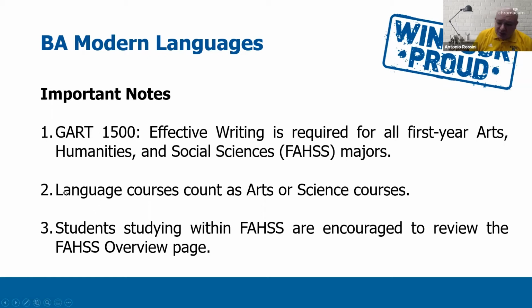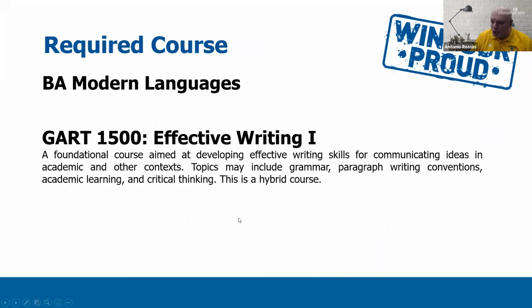It is important to consider that language courses count as arts or science courses. The label is arts or science. This is useful when you check your degree mapping through your UWindsor application. There you will see what is missing, which courses you have to take. You will be helped by an academic advisor, but it's also good to be aware of it on your own. Students studying within the faculty, which includes a lot of departments and schools, there are 12, are encouraged to review the overview page.